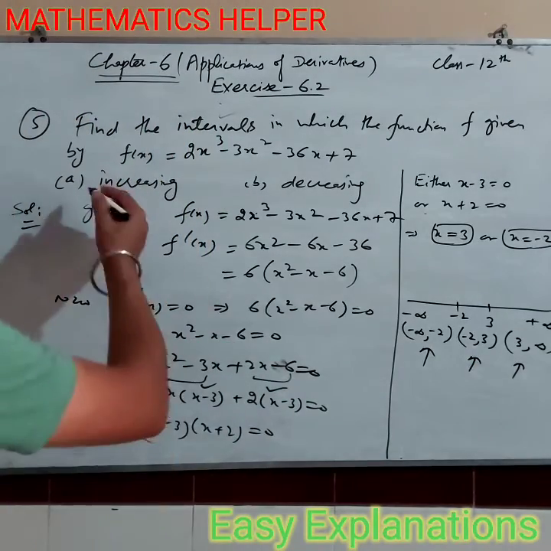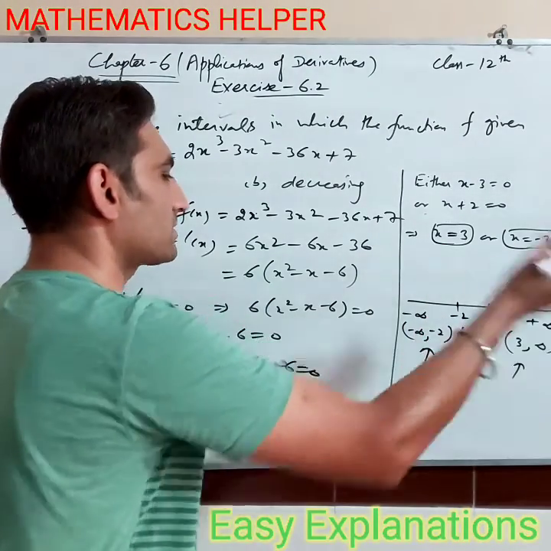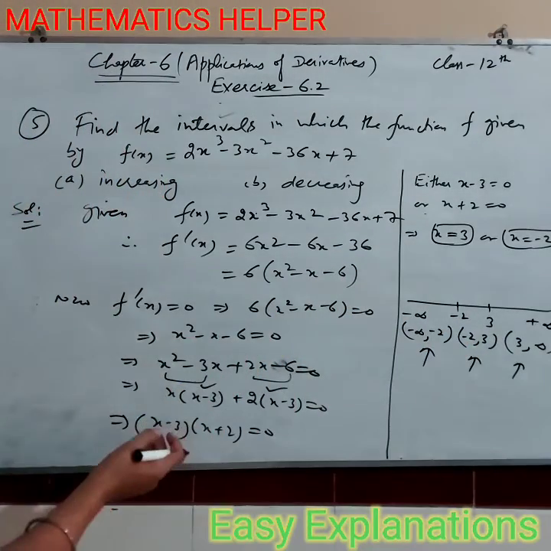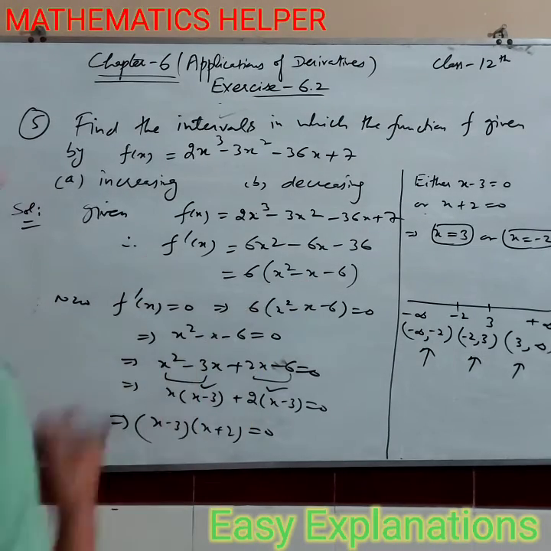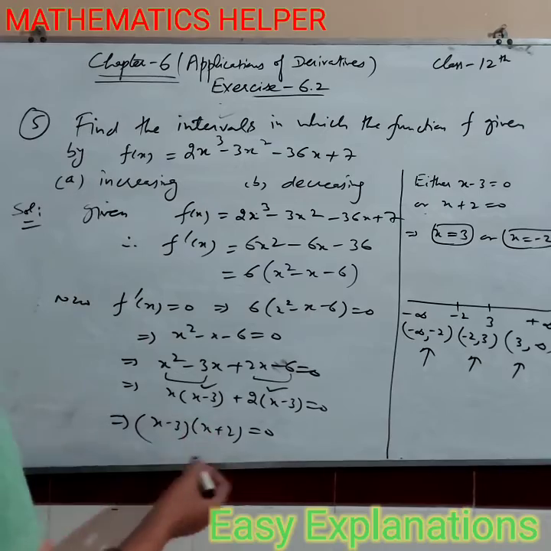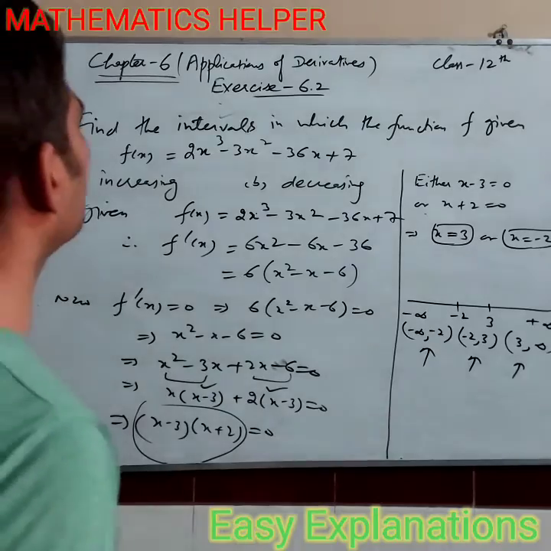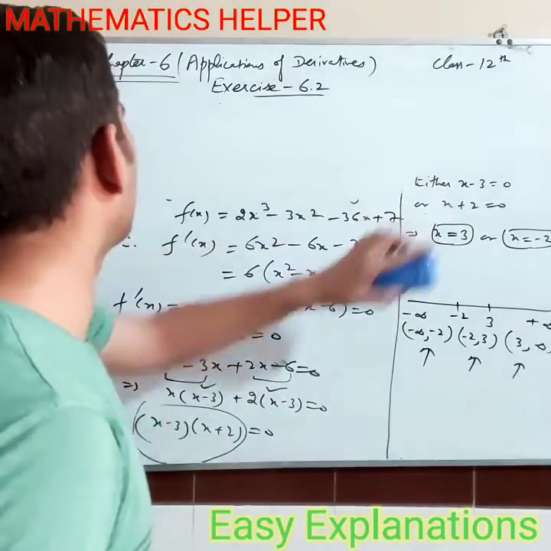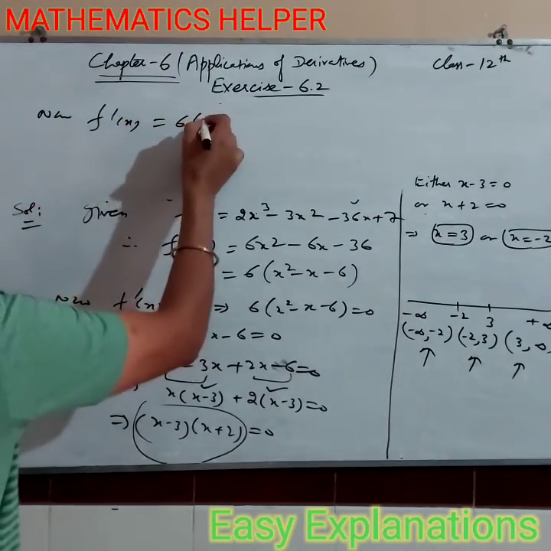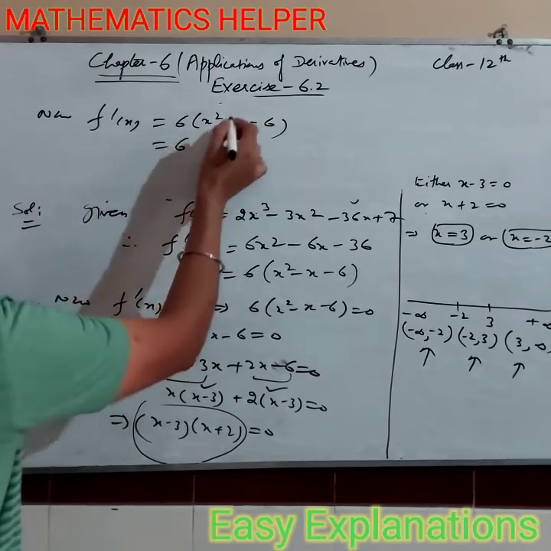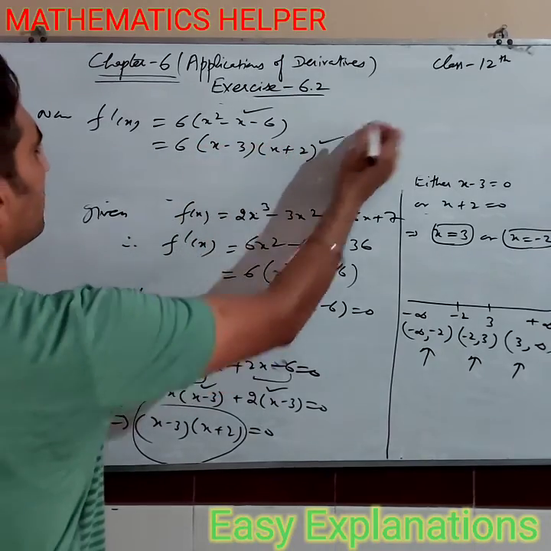Then in that we will declare where our function is increasing and where our function is decreasing. But where we put these intervals, try to remember we check the sign of the derivative for these intervals. Now what is the derivative? The derivative is given like this here. Its value is given here also, so I will try to solve it again. The derivative f dash x is 6 times x square minus x minus 6, and after solving this you get these factors, x minus 3 into x plus 2. This you have to remember.